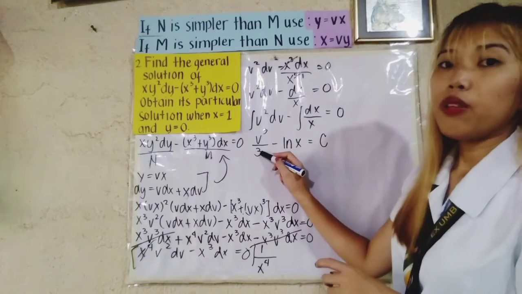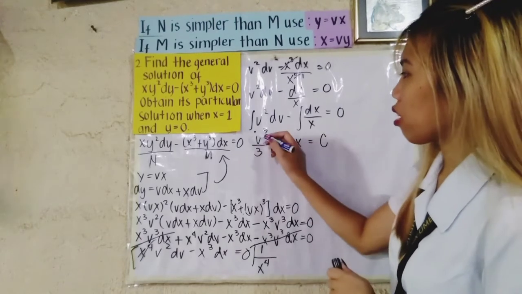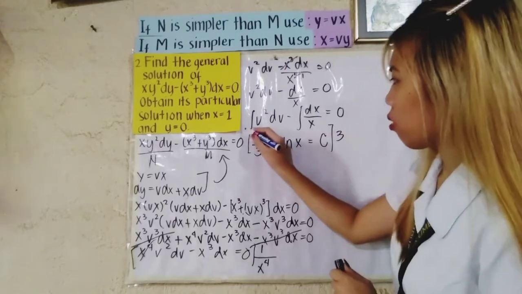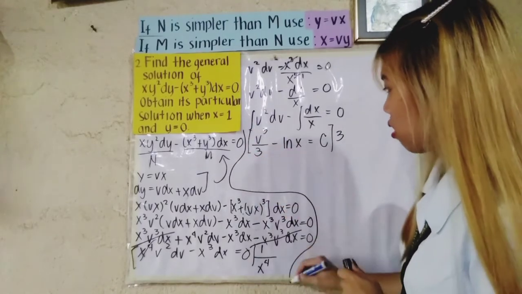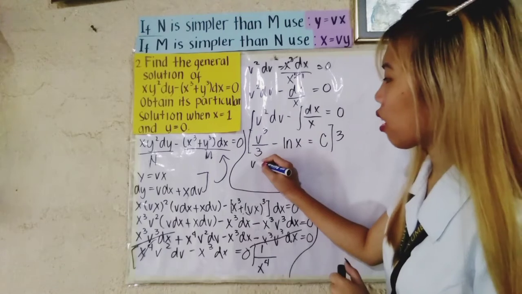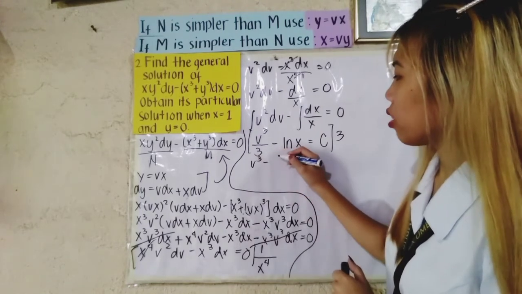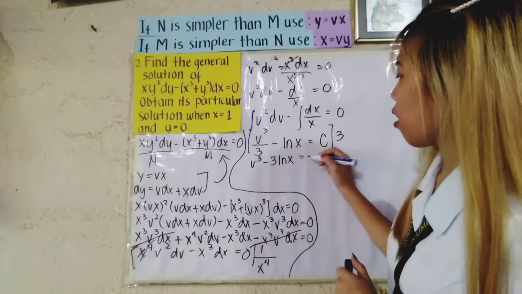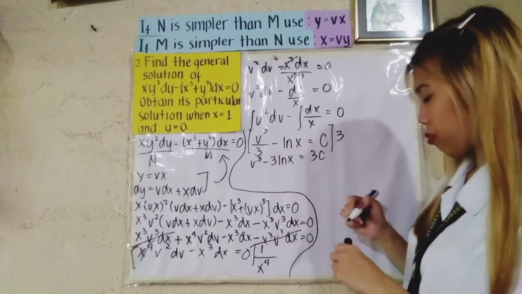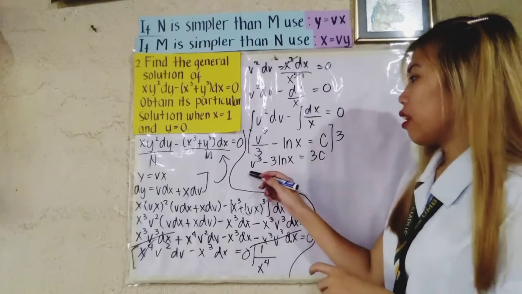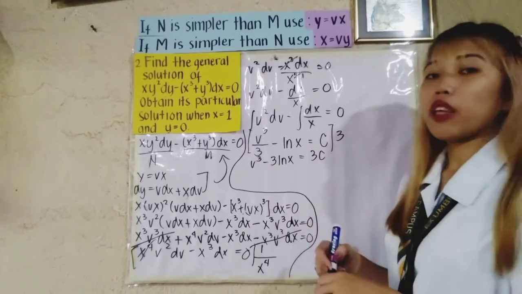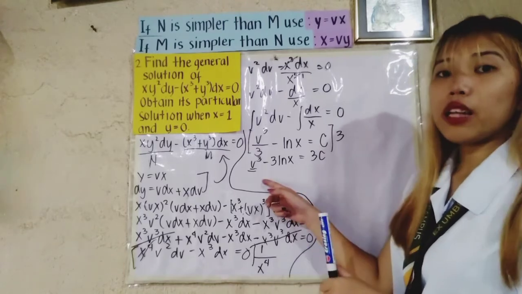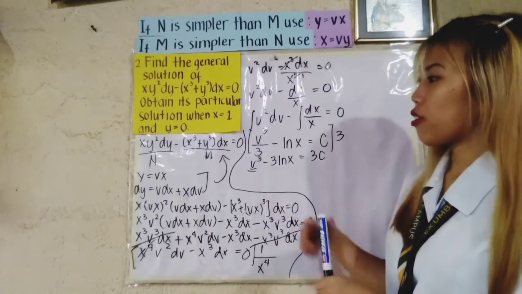So, pwede na natin tanggalin yung 3 dito sa baba para wala tayong fraction. So, we have 3 here. Wait lang. We have 3 here. Matitira na lang tayong v cube minus, then magkakaroon ng 3 dito sa ln. ln of x equal to 3c. So, ayan. As you can see, yung equation natin, meron pa rin siyang v. So, para matanggal natin yan, ibabalik natin siya sa original values.